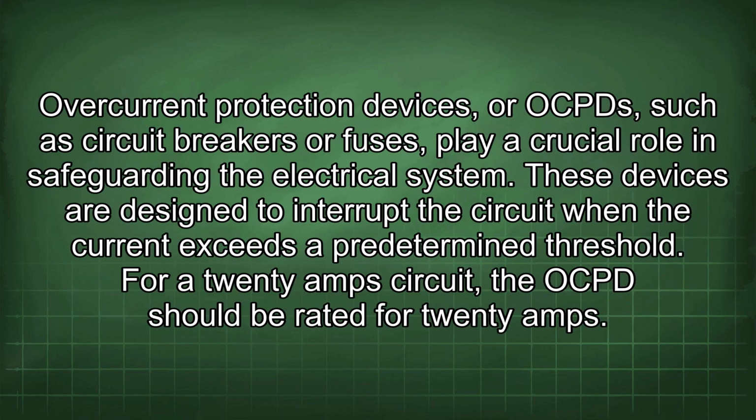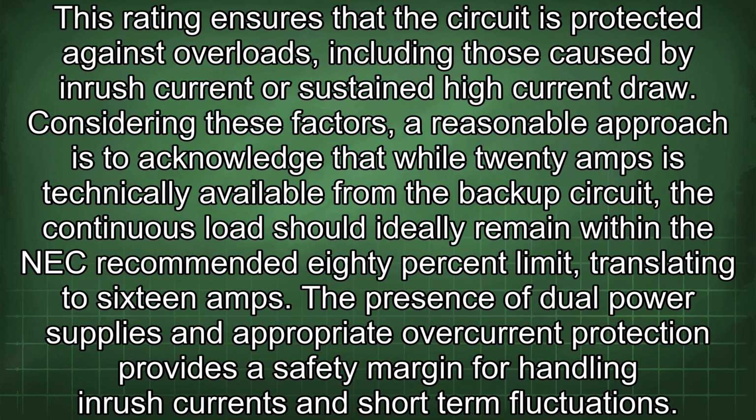Overcurrent protection devices, or OCPD, such as circuit breakers or fuses, play a crucial role in safeguarding the electrical system. These devices are designed to interrupt the circuit when the current exceeds a predetermined threshold. For a 20-amp circuit, the OCPD should be rated for 20 amps. This rating ensures that the circuit is protected against overloads, including those caused by inrush current or sustained high current draw.